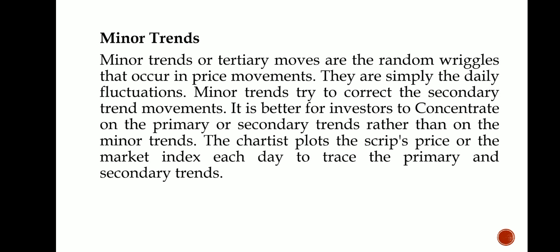Here, just like secondary trends, which are considered as the corrections to the primary trend, minor trends are the corrections to the secondary trend. They are the daily fluctuations. By studying these kinds of trends, an investor can predict the future prices of a security, with the help of which he can take a decision whether to invest in that security or not. This is the reason why Dow theory was prepared.